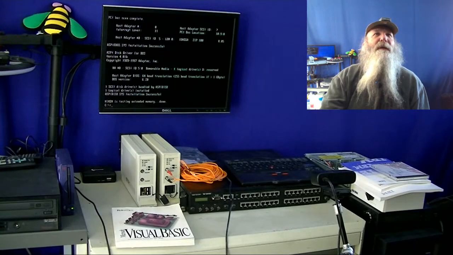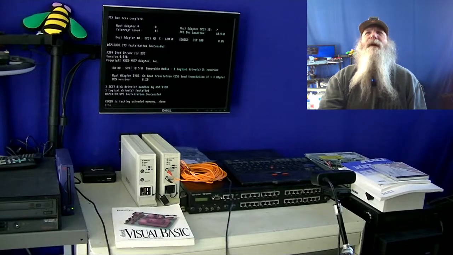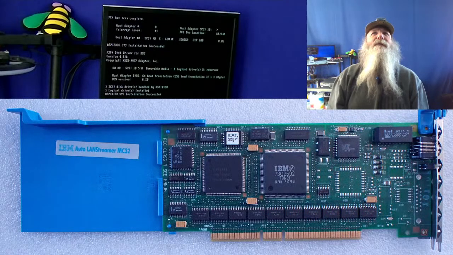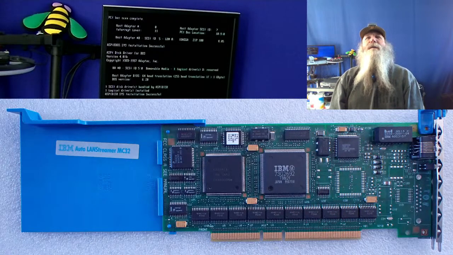In fact, let me get where that one is. I think that's going to be probably the Auto. And I'll show it. And of course, I have pictures of the bottom of these as well, or the underside, the solder side.